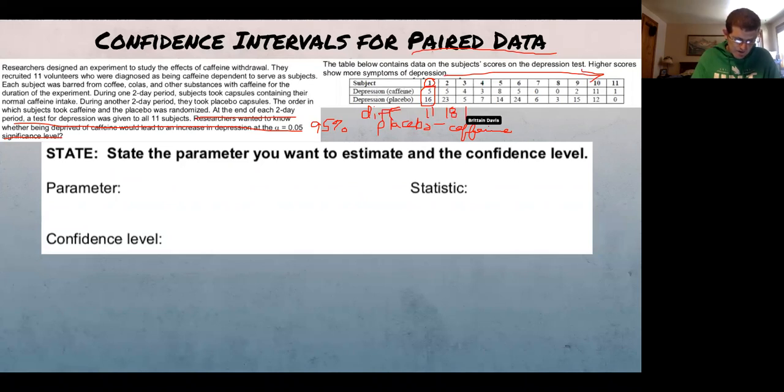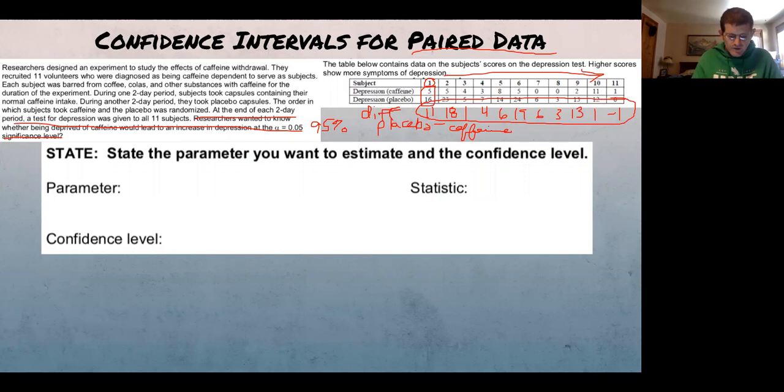5 minus 4 is 1. So, okay, we can just go through. I'll write down what we've got. And I ended up right here because I'm keeping it consistent. My very last one is actually a negative 1. I'm going to do placebo minus the caffeine. That can happen. There's nothing wrong with it. So at this point, this is the data set that I'm going to work with.